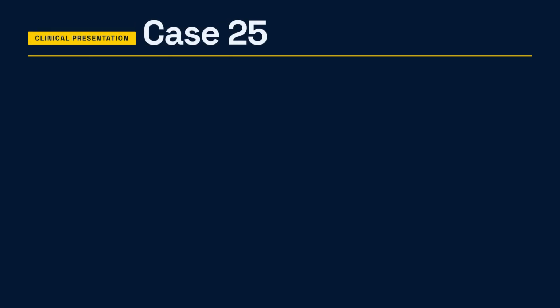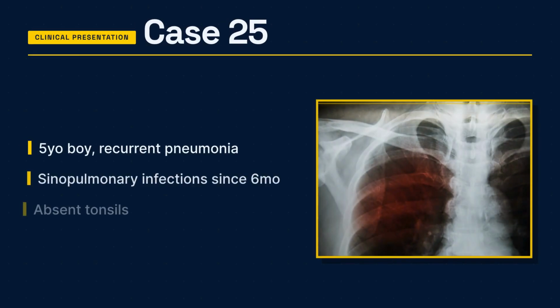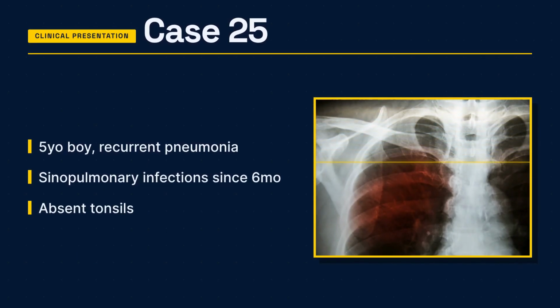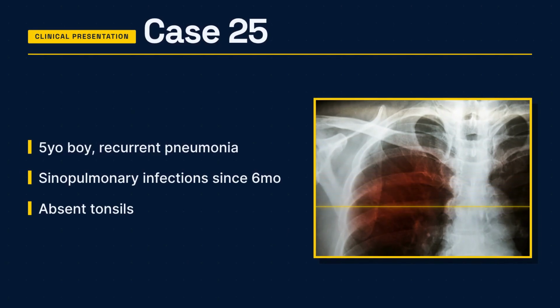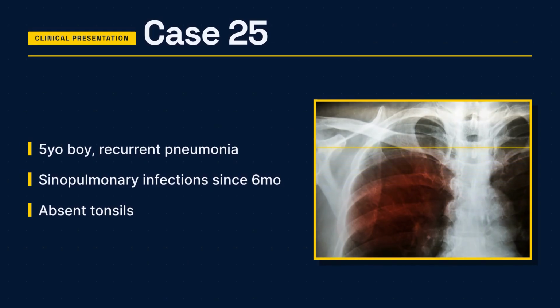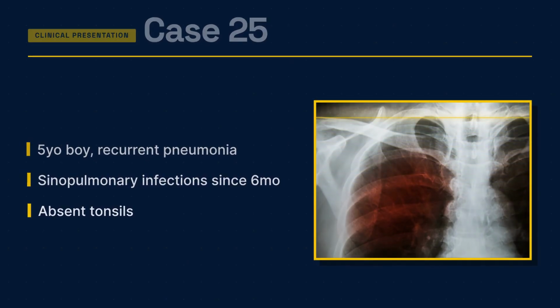Case 25. A 5-year-old boy presents with his 4th episode of pneumonia this year. Medical history reveals recurrent sinopulmonary infection since age 6 months and absent tonsils on examination. Quantitative immunoglobulin levels show very low IgG, IgA, and IgM. What is the most likely diagnosis?